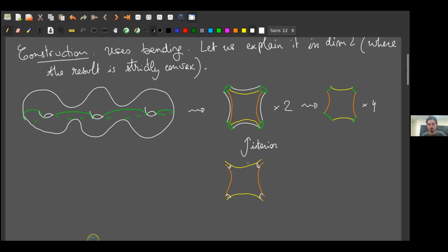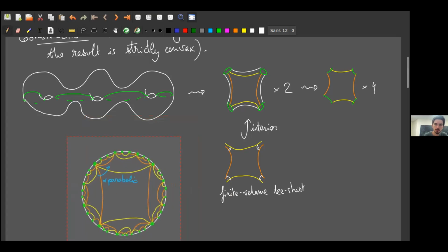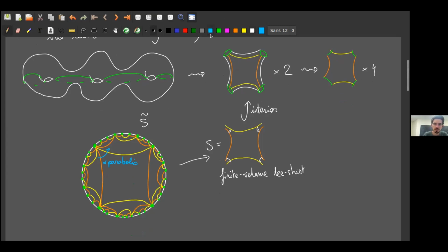The reason we put a finite volume structure on the interior of the t-shirt is to have a nice picture for the universal cover of our t-shirt. Also, we fix one boundary component, one curve, which is one boundary component of our t-shirt. Let us call it alpha. It will be useful later on. And it identifies with a parabolic transformation of the Poincaré disk here.